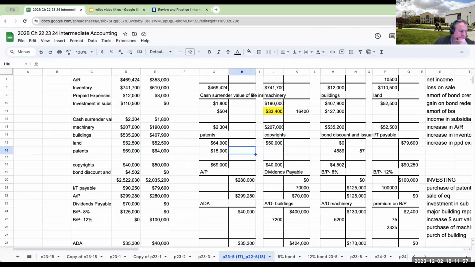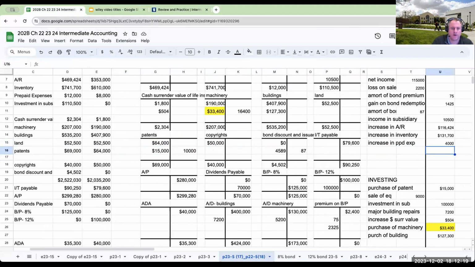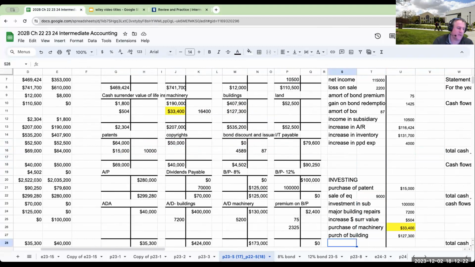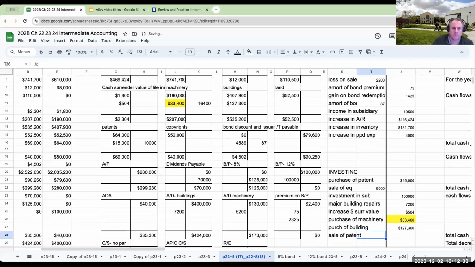Okay. So the problem with this one here is that I'm not balanced because 64 plus 15 does not equal 69. So I'm going to have to assume that I had a sale of a patent for 10 grand. Okay. So over here, and this is not in the solution to the book, but I don't know another way to have this balance. So we'll see what happens.